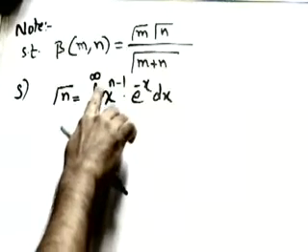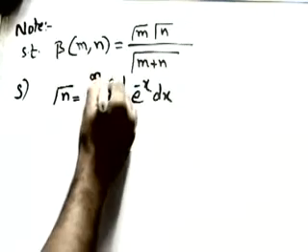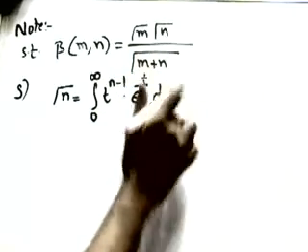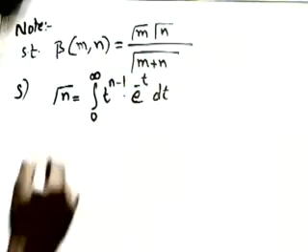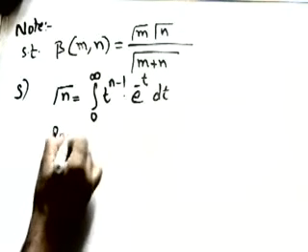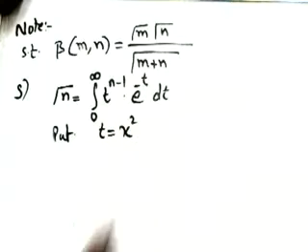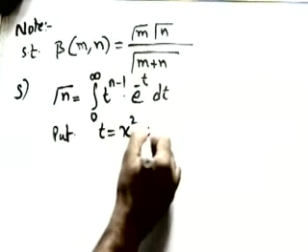minus x dx. But it's easier if we use, in place of x, let me put t. Now what is the substitution? Must remember this step. You have to put t equals x square. This is the method actually. You have to put t equals x square.